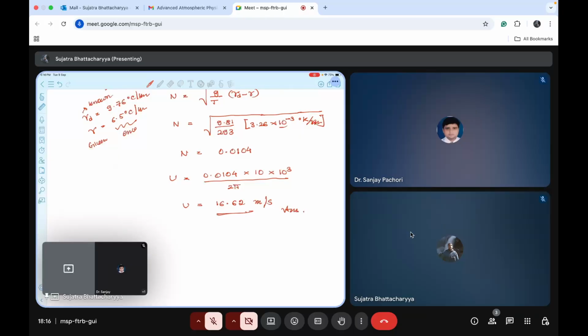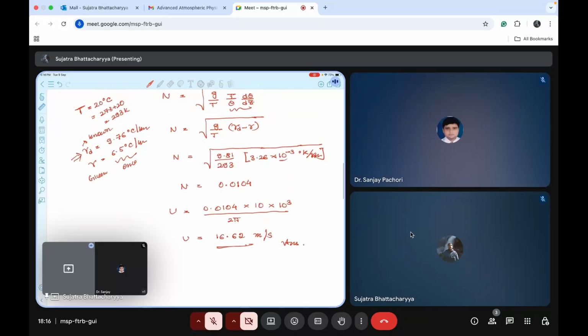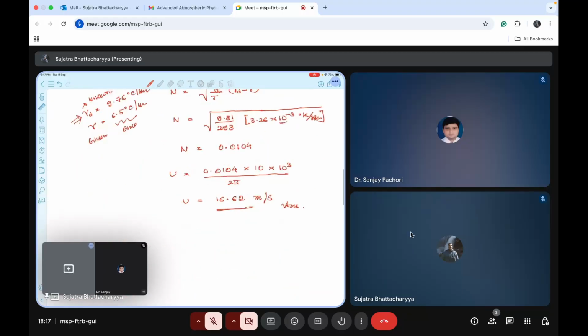In this question, gamma d is not given, but it is assumed that you know that gamma d's value is about 9.76 degrees Celsius per kilometer. It varies a little bit based on the moisture, but it remains almost the same. Gamma is given, environmental temperature absolute is given, temperature is also given. So we have all the quantities. Only thing is that we don't have the theta, so that's why we have to make this arrangement. Okay. So that is what we have made.